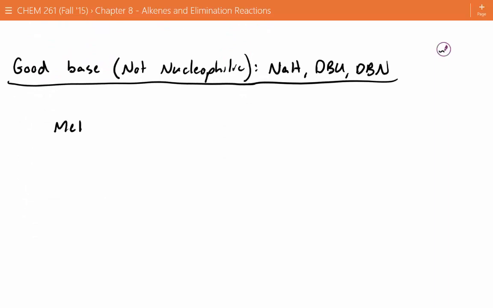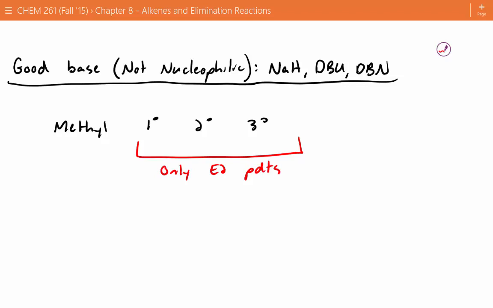All right, same thing. We can say, all right, we've got methyl, we've got primary, we've got secondary, we've got tertiary. What do you guys think will happen with a good base that's not nucleophilic? SN1, SN2, E1, or E2? E2. Will it work with a methyl? No. We don't have beta protons on a methyl carbon, right? So in this case, we'll get only E2 products. We won't get any methyl products out of this.